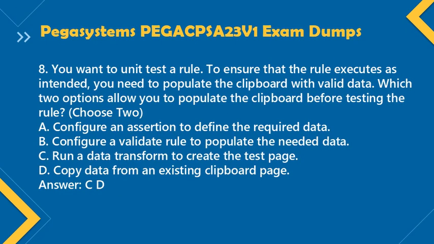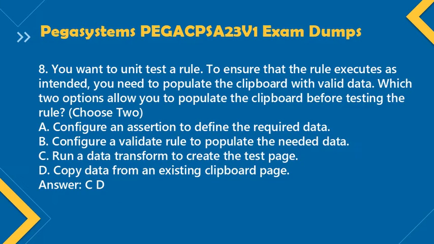Question 8. The correct answers are C and D. Here's why. C. Running a data transform to create the test page allows you to populate the clipboard with the needed data. A data transform is a rule type in Pega that transforms data from one format to another. By configuring a data transform, you can define the necessary data structure and values to populate the clipboard before testing the rule.